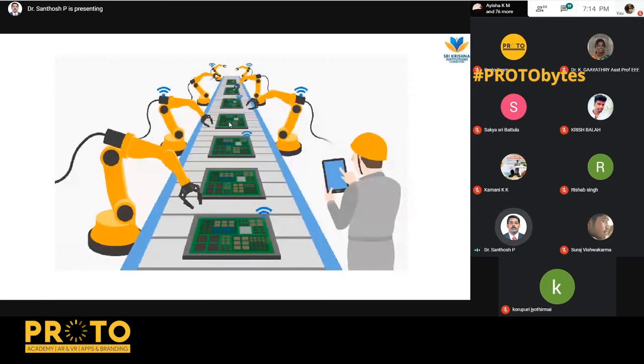Everything, in the sense of a product: if you are buying a mobile phone and it has a tag, it will have a QR code. If you scan the QR code, it will give you the entire details about that phone. What is the processor that is being used? When was the processor manufactured? When was the board manufactured? And when was it assembled?